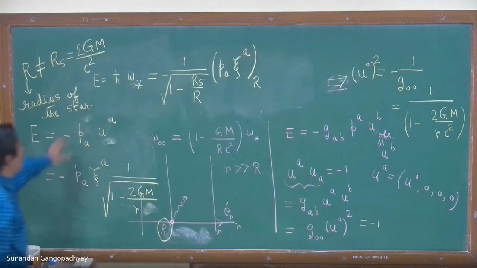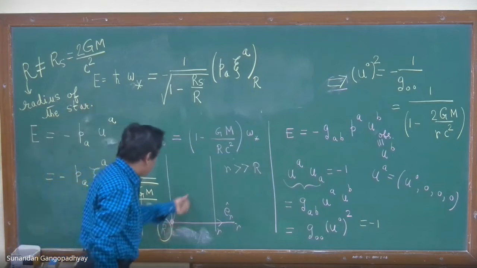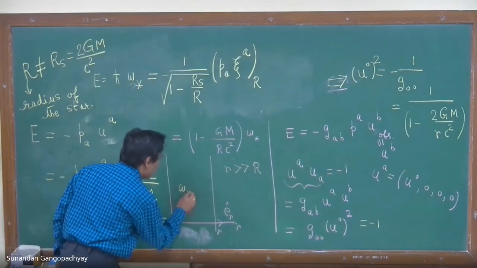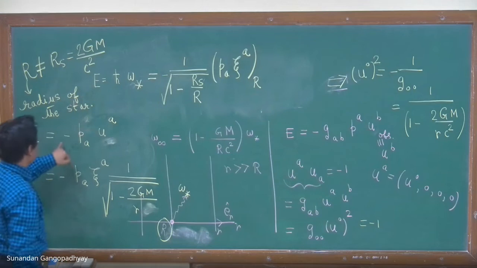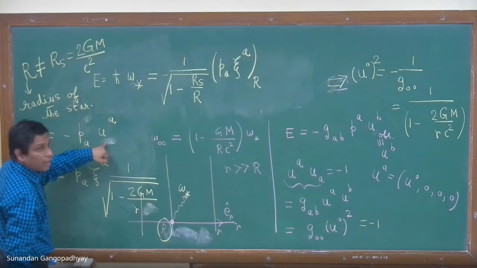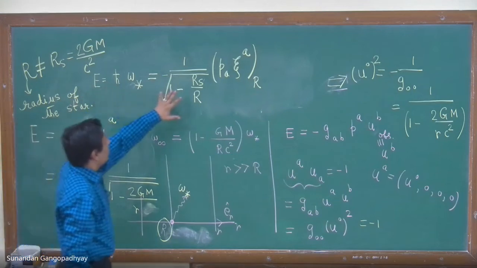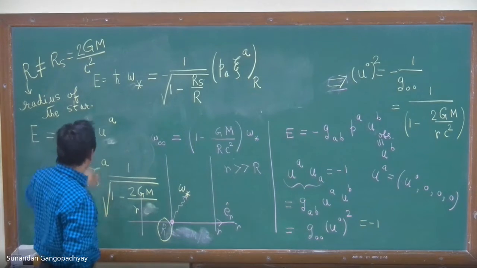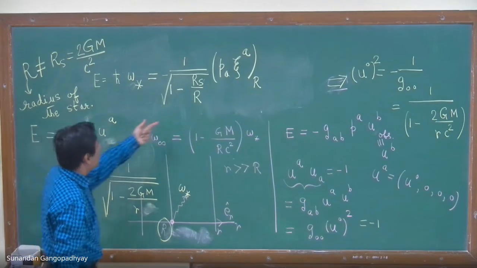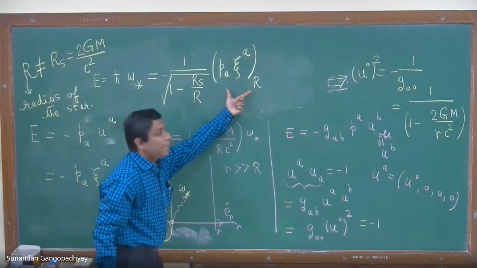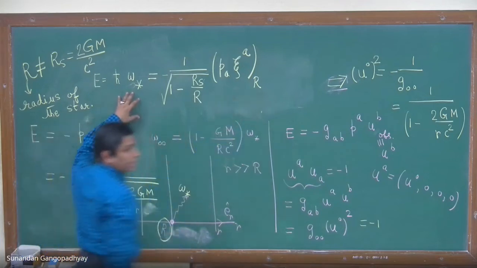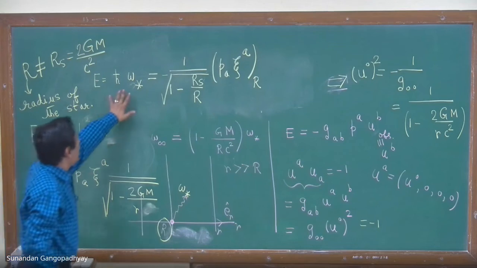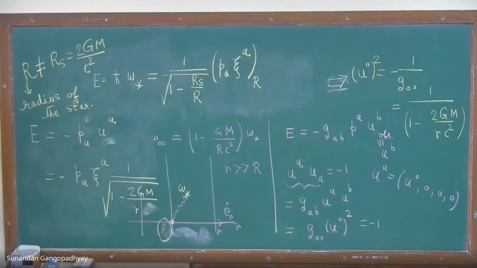And you have this factor. This is when the signal is emitted with frequency omega star from the surface of the star. So energy E is equal to minus P_A U^A. That is nothing but U^A, you put it. U^A is this factor multiplied by xi^h, and evaluated at capital R, at the radius of the star, and that I equate to h bar omega star. Is this clear? I hope this is clear.